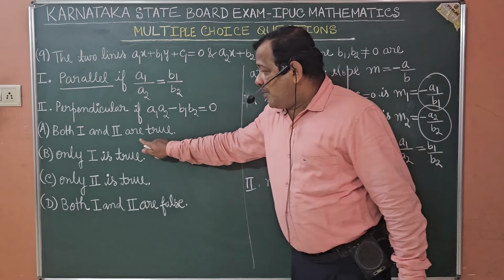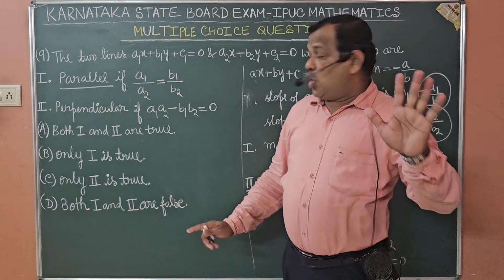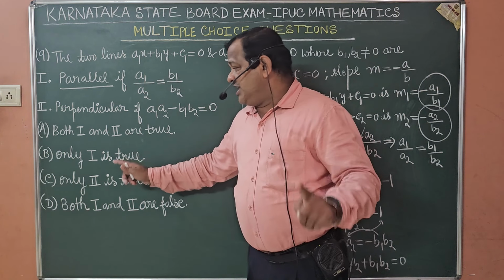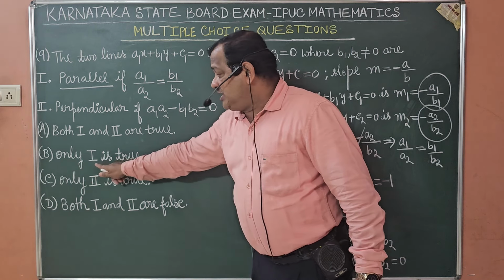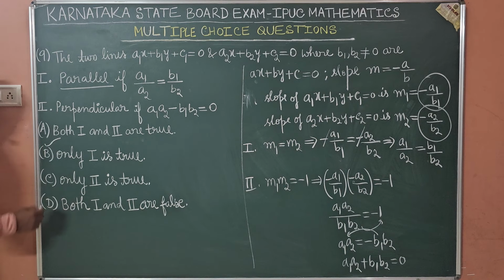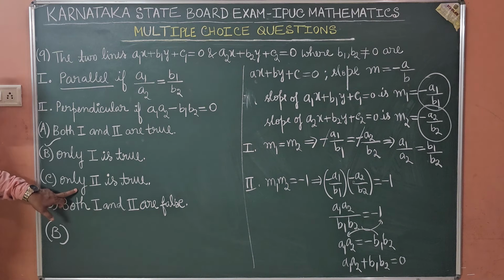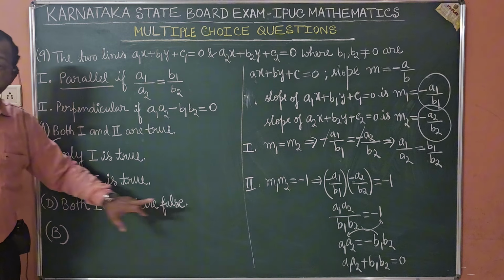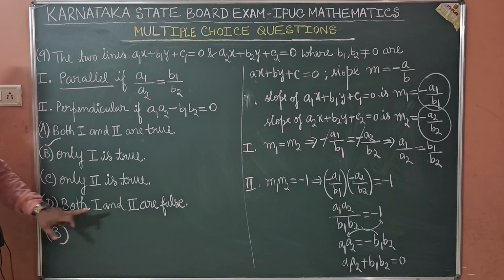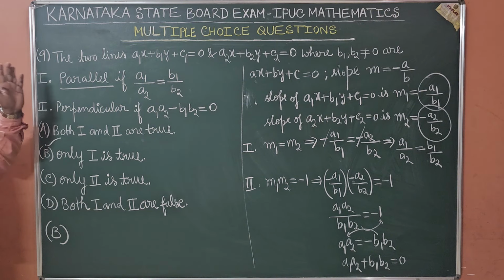Let us see the options. First option: both statements 1 and 2 are true. No, statement 2 is false, so option A is not correct. Option B: only statement 1 is true. Yes, this is correct. Option C: only 2 is true. No, 2 is false. Option D: both 1 and 2 are false. No, 2 is false, not the first one. Therefore, option B is correct. Kindly go through the solution.